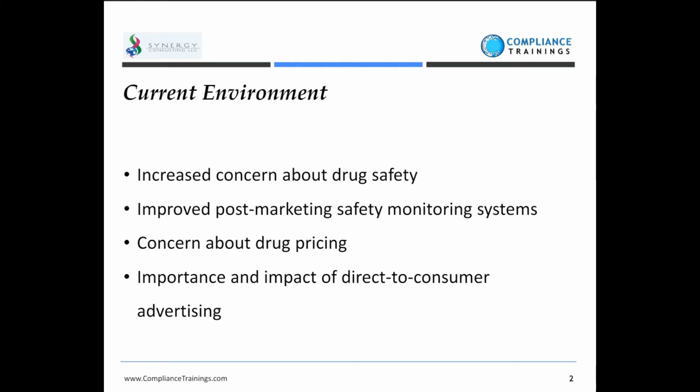So what I'll focus on is beginning with the current environment. There is increased concern about drug safety, and so there's a lot of focus on misleading patients and things like that, as you'll see when I go through the presentation, and making sure that all of the safety information is communicated in a way that consumers can understand or that physicians can relay the information. There's also a lot of activity in the area of post-marketing safety monitoring systems, making sure that adverse events are captured if they occur with a patient.